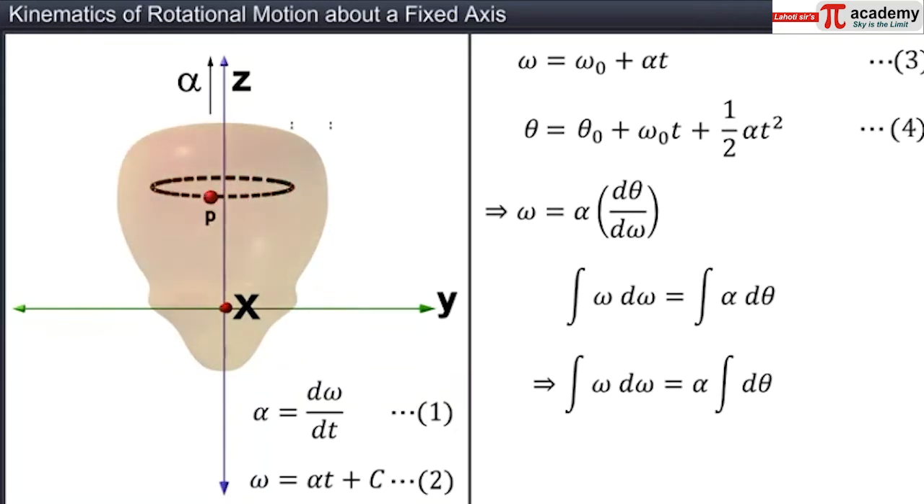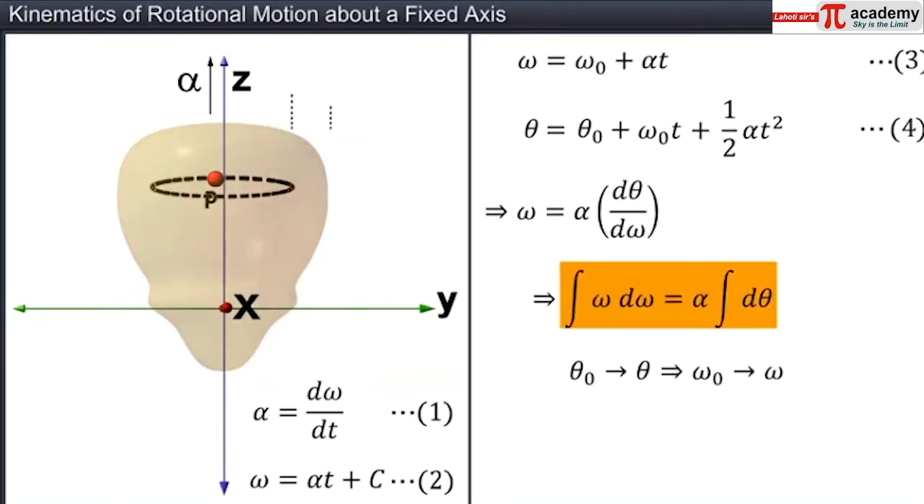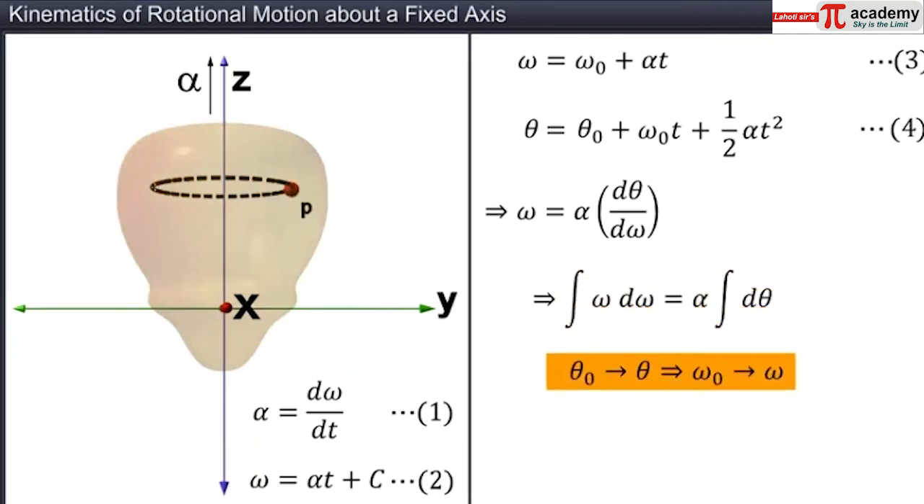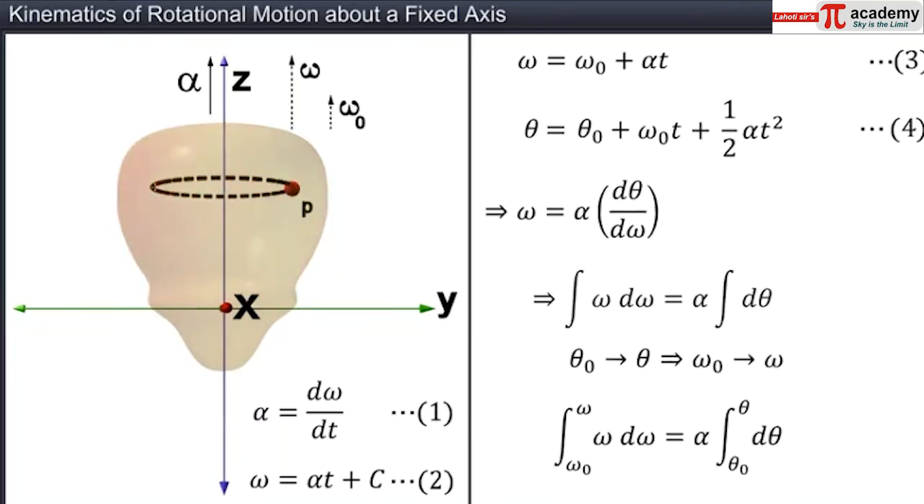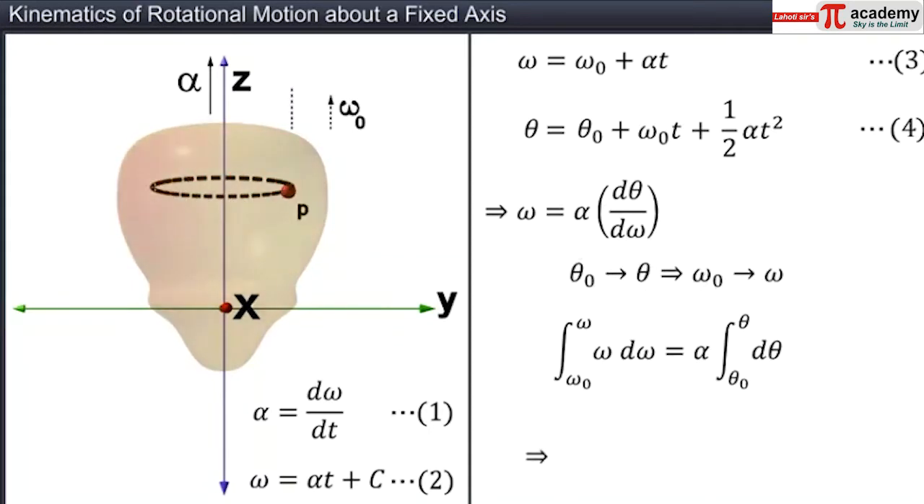Let the angular displacement change from theta naught to theta, and the angular velocity change from omega naught to omega. If we integrate the above equation under these limits, we get integral of omega d omega from omega naught to omega is equal to alpha into integral of d theta from theta naught to theta, which is omega square by 2 minus omega naught square by 2 equal to alpha into theta minus theta naught.